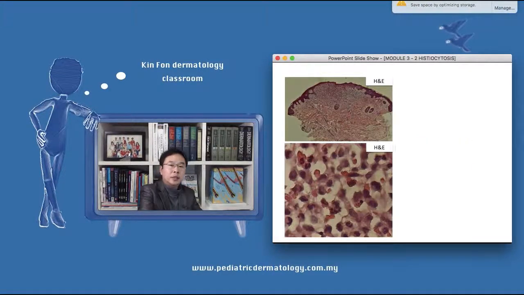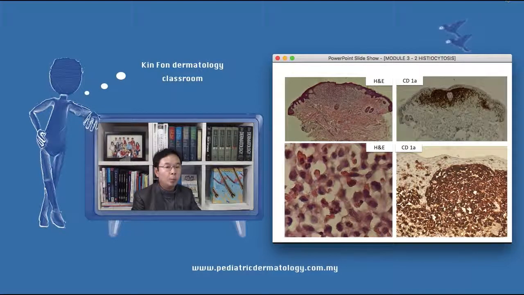So this is a patient with special stain, CD1a, that stains the membranes, and there are clusters of Langerhans cells with eosinophils and dermal edema over the upper dermis here. And these are the abundant eosinophilic cytoplasm surrounding the bean-shaped nucleus.